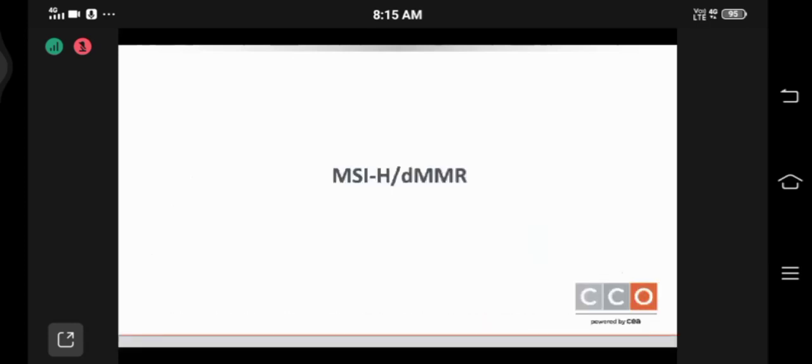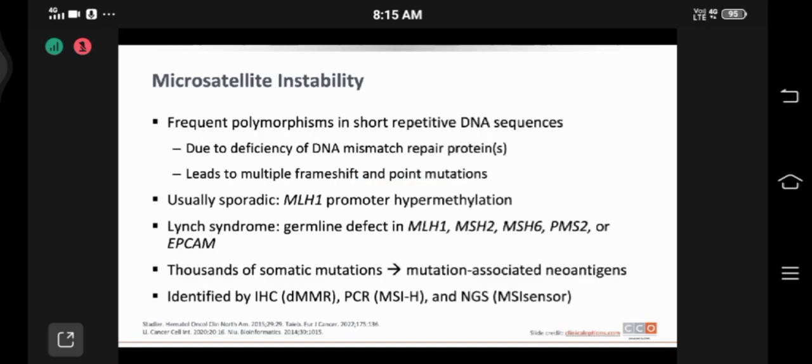So MSI high, I'm going to touch upon it. It is nothing but microsatellite instability. This microsatellite instability, or MSI, has actually redefined the way we treat many solid tumors.